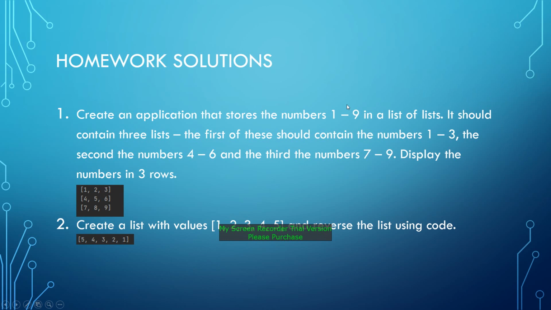First up, we're going to start with the homework. Previously I gave you 2 questions. The first one was I wanted you to create an application that stores numbers 1 to 9 in a list of lists. It should contain 3 lists. The first contains numbers 1 to 3, the second 4 to 6, and then 7 to 9. I want your output to be like this.